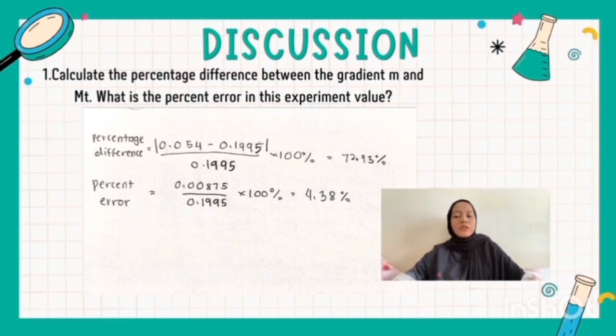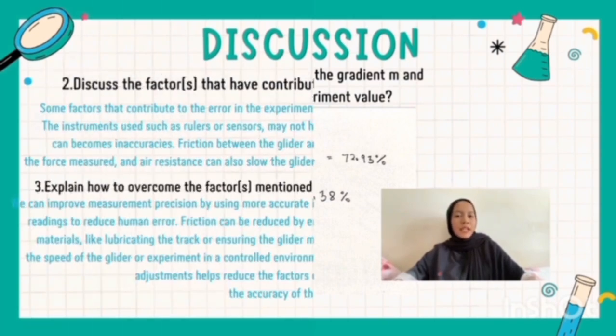And then we need to find the percentage error. So 0.00875 divided by 0.1995 multiplied by 100, and the answer is 4.38%.